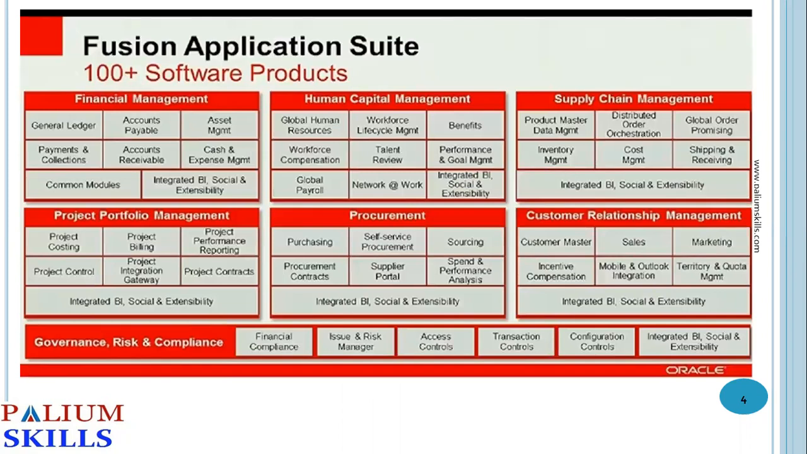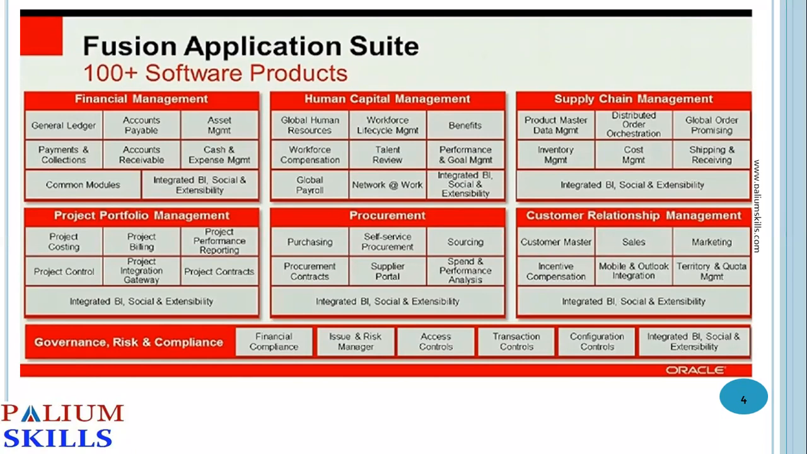This is the full application suite, the solution that has been put out through the Fusion application. 100 plus software products. So you have financial management, human capital management, supply chain management, project portfolio management. So these are all different groups of products with individual modules inside each one of them. On an average, each of them would have something like 7 to 8 different modules at least.